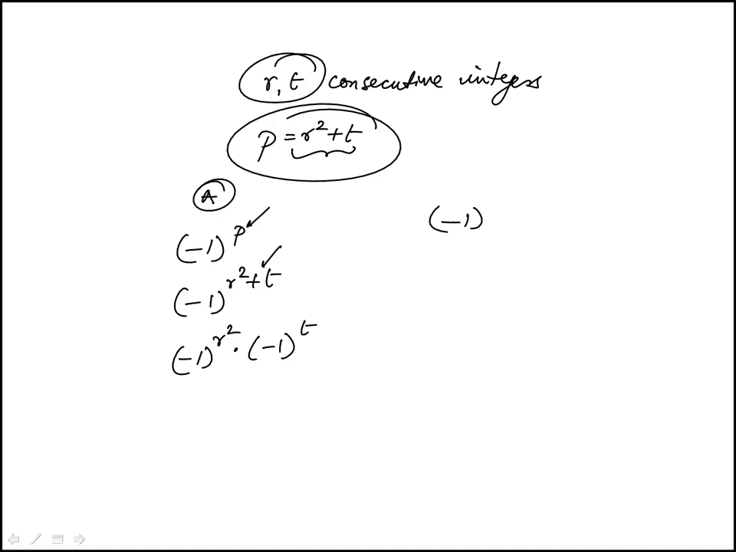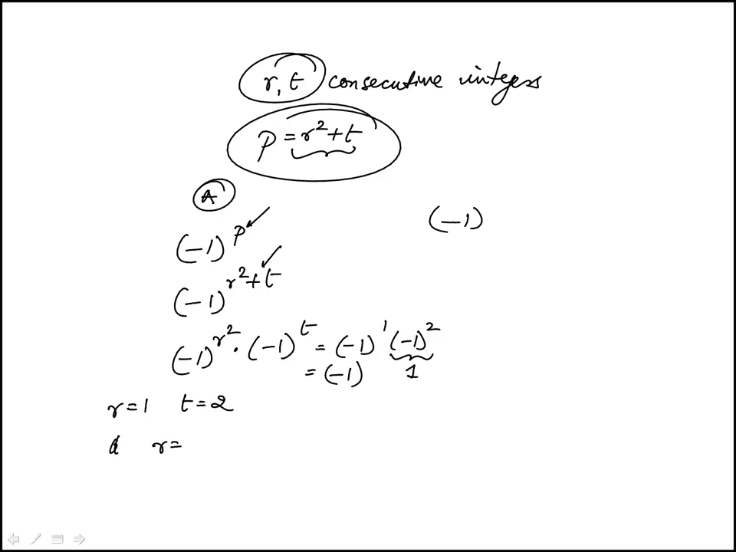Now here, again, it's not very clear to me where it's going, which means that I'm going to use some examples. R and t are consecutive integers. Obvious ones are r is 1, t is 2, so this would be minus 1 to the 1, minus 1 to the 2. This is 1, so that's minus 1. Let's try some other values.